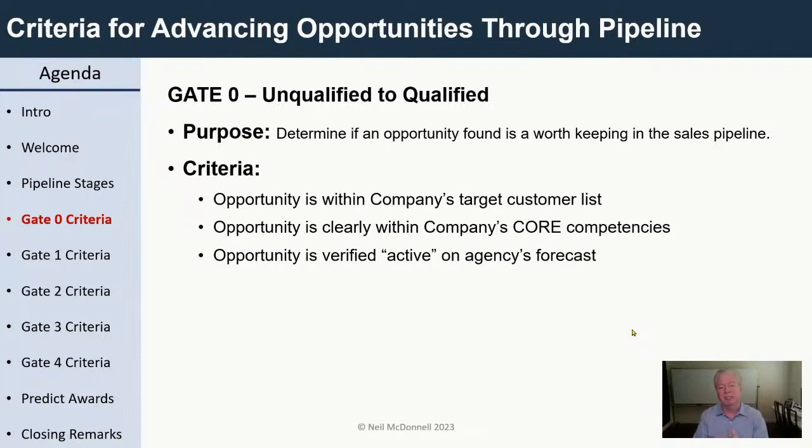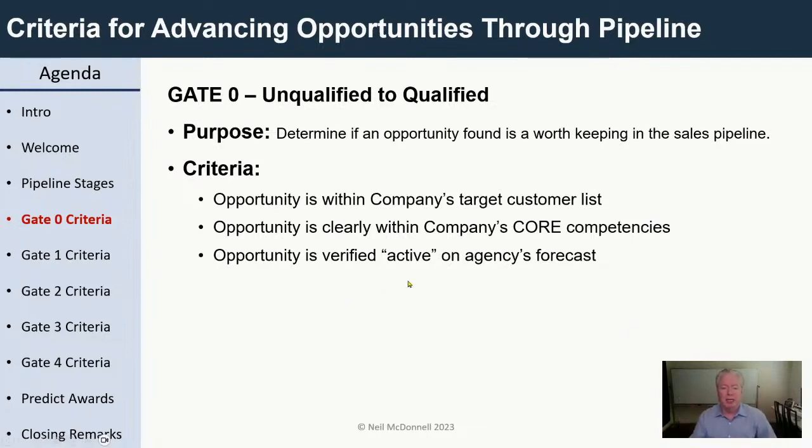The second criteria is, is it clearly within our core comps? When I saw it initially and put it into the pipeline, it looked good. But once I dug into it, do the task areas really align to our core competencies? That's what I'm looking for. If they don't, get rid of it because it won't be a slam dunk opportunity.